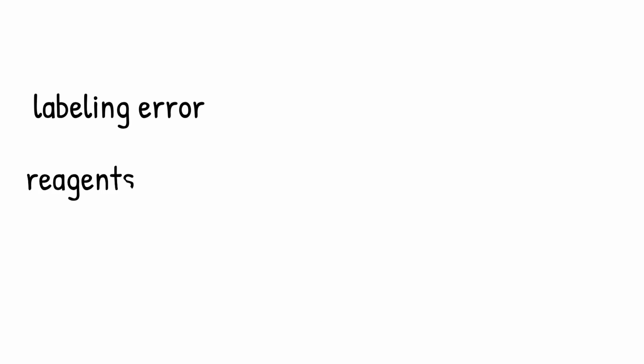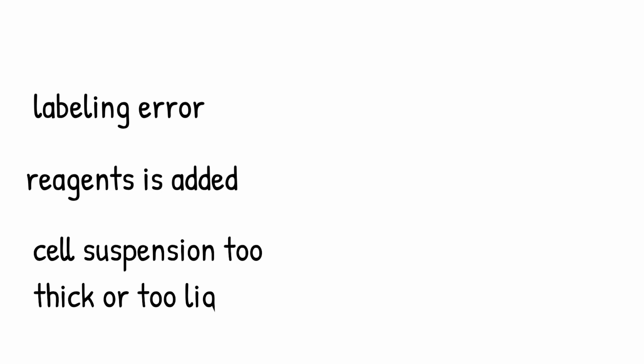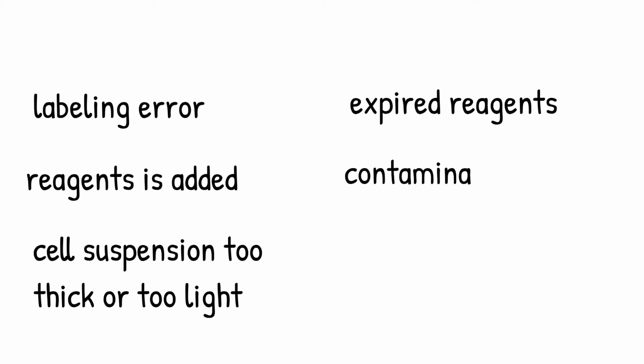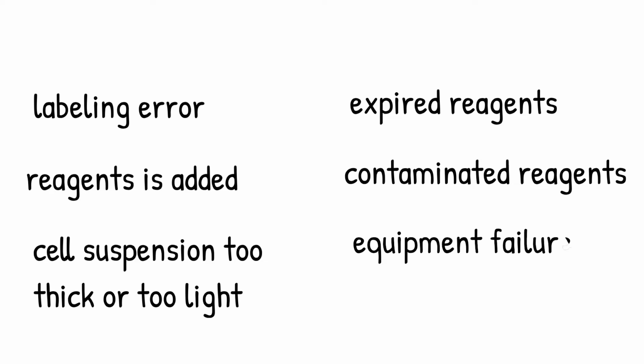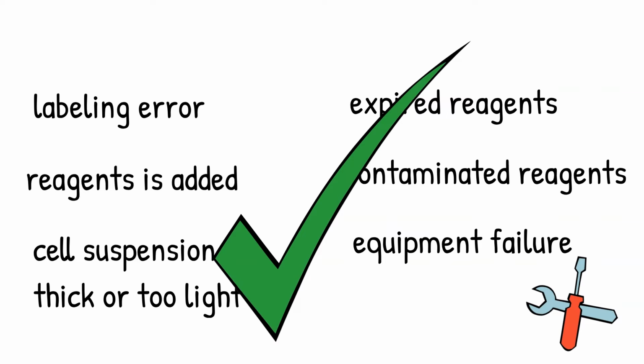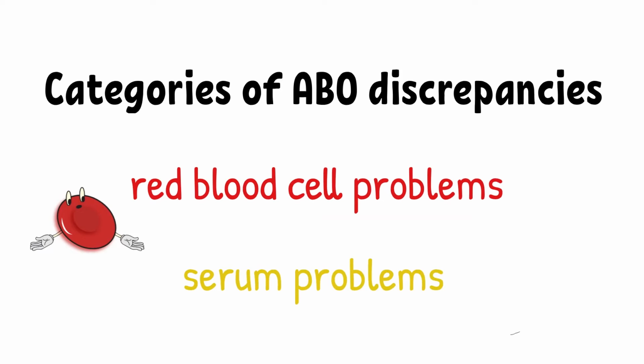Now, if you have double-checked everything and can positively rule out technical error, we can take a look at what else can cause the disagreement between forward and reverse typing. There are different ways to categorize the discrepancy, but I like to group them into two groups: red blood cell problems and serum or plasma problems.